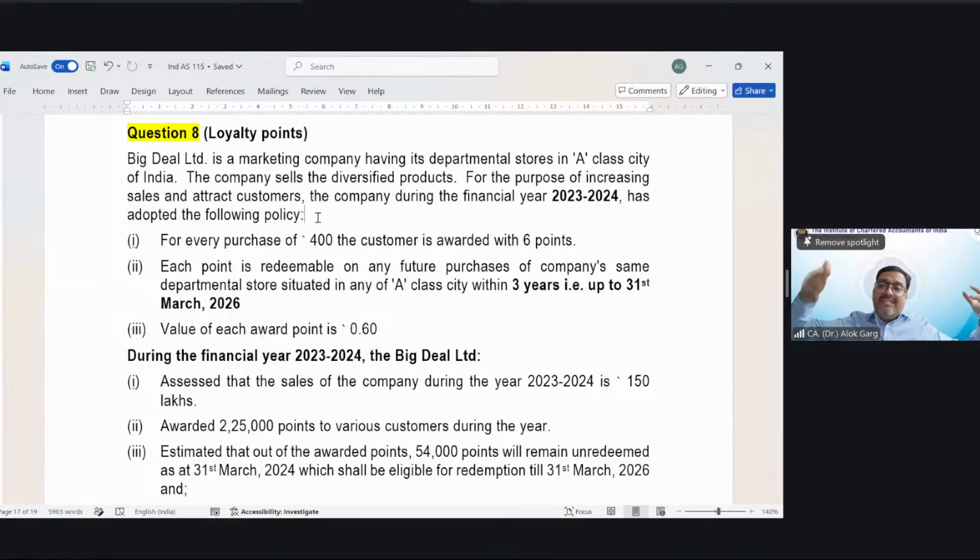So don't you think Indigo as a company, or any company giving a reward point which can be utilized in future purchases, has two performance obligations? Performance obligation number one, the ticket of Delhi to Mumbai. Performance obligation number two, providing a right to fly on other routes, that is, providing a right to redeem against future purchases.